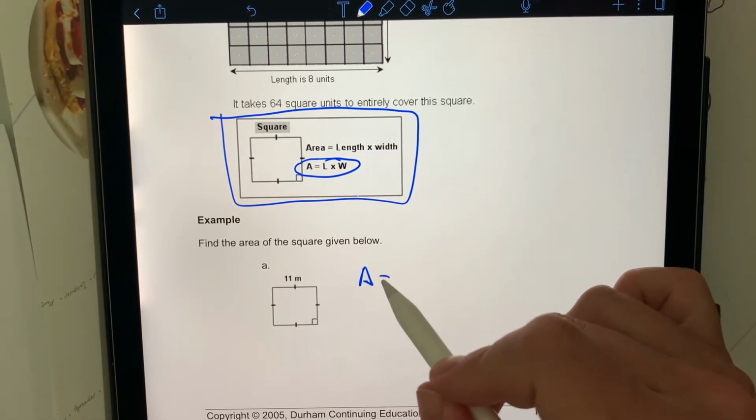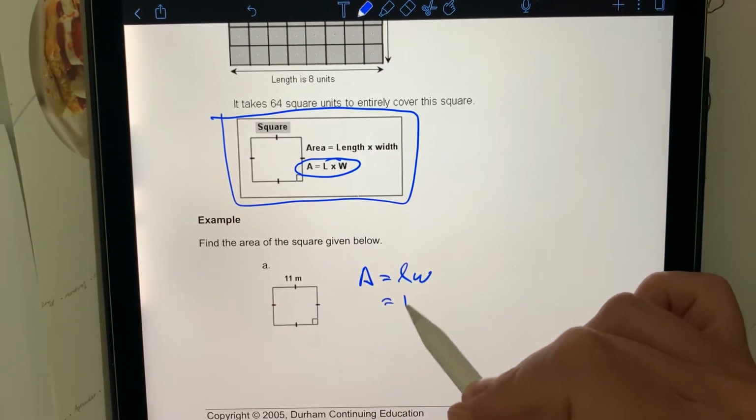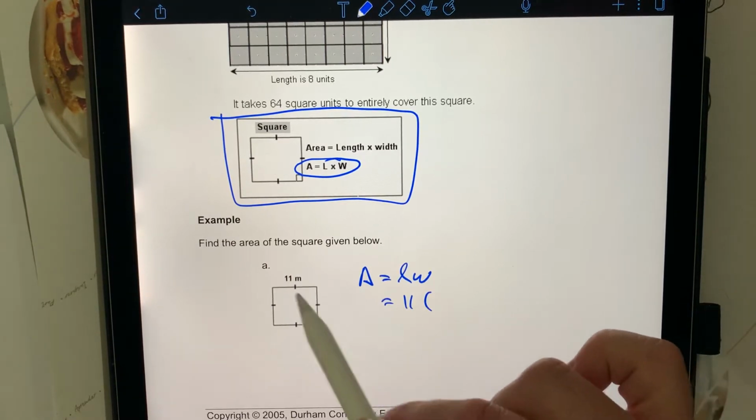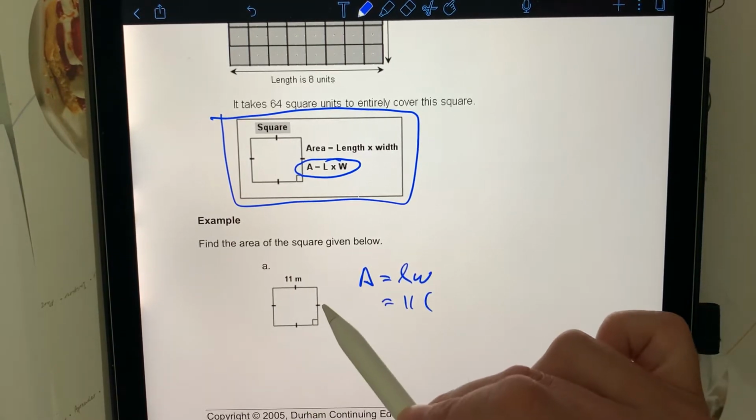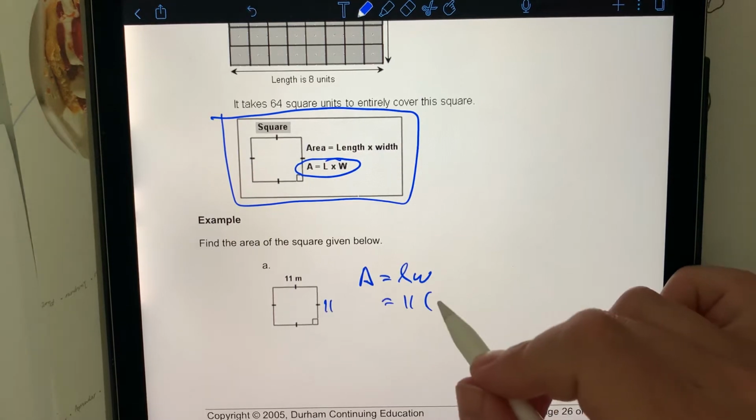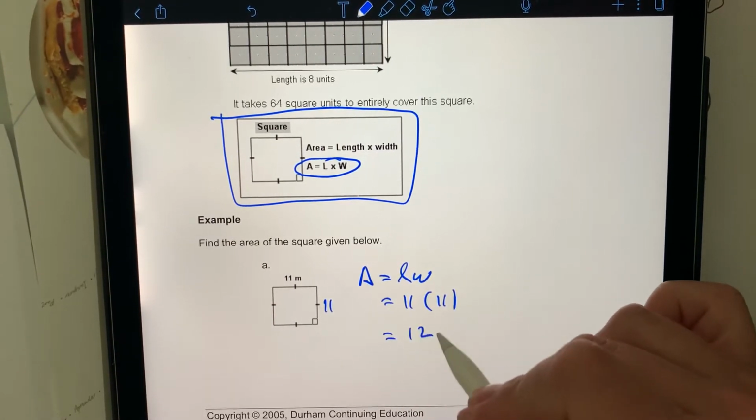So if we have something like this little square, it says 11. Okay, so area is length times width. It's 11 times, oh, it didn't tell us. Oh yeah, the check mark. That means that this is also 11. So 11 times 11, it's 121.